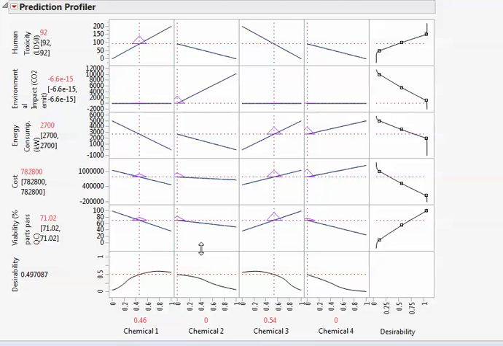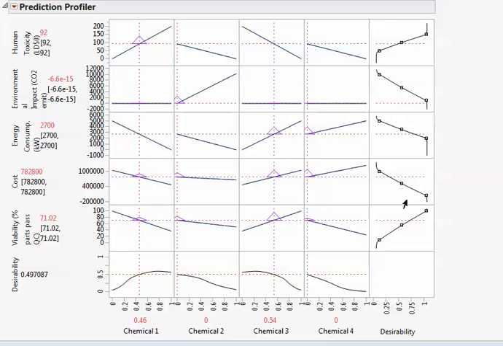This is an example of a prediction profiler used for optimizing your system. Some things to note here are that on the y-axis you have human toxicity and environmental impact, which is for us measured as CO2 emissions. We have energy consumption in kilowatts, the cost in dollars, the viability of a process, which is percent of parts that have passed quality control inspection, and this is the desirability, or the combination of what we want these systems to produce. We have chemical 1, 2, 3, 4.